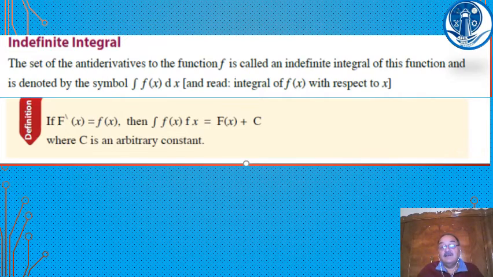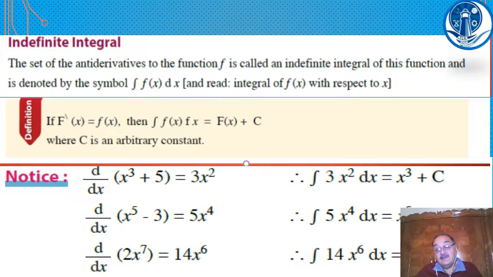Here, d by dx of x cubed plus 5 equals 3x squared. This is the derivative. The antiderivative of 3x squared must be x cubed plus c. Meaning, add one to the power and divide by the new power, and so on. d by dx of x power 5 minus 3 is 5x power 4. Then the antiderivative, or the integration of 5x power 4 dx, equals x power 5 plus c.